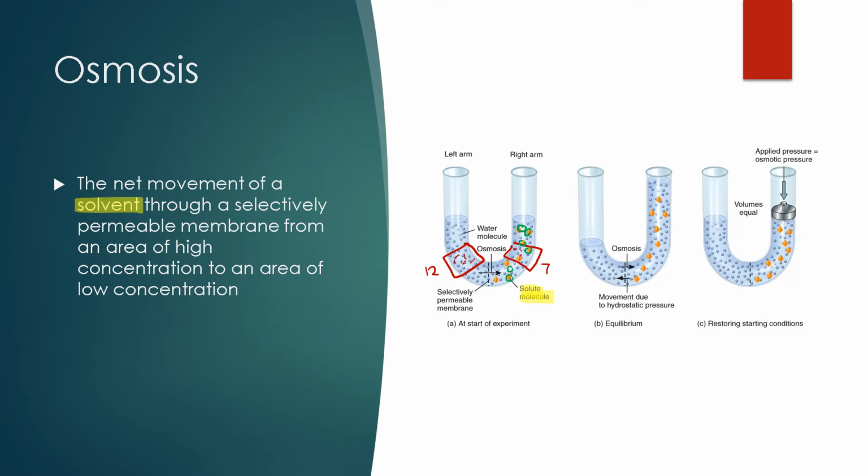And so on the left arm here, we have a higher concentration of water as opposed to the right arm. So water is naturally going to want to move from the left to the right. We get this movement, this osmosis, which pushes water into the right arm to create an equilibrium. Now if we were to take a square here and a square here, we would find that the concentration of water molecules would be equal.